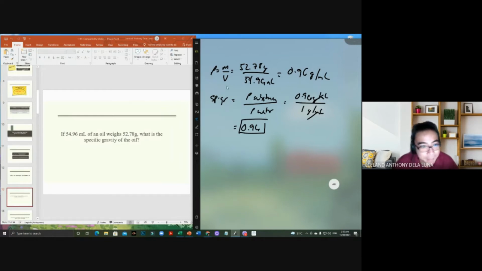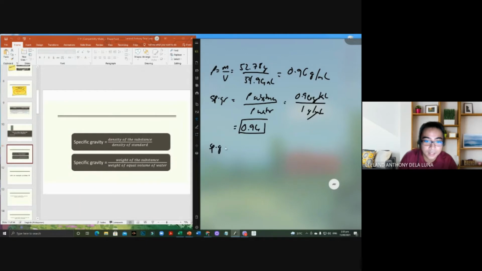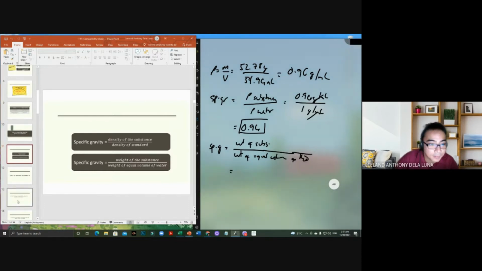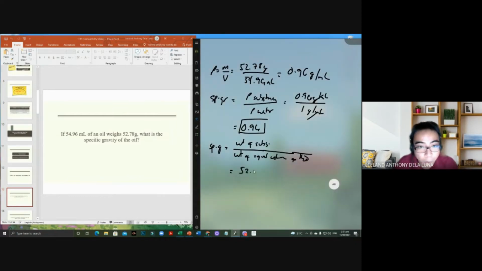Now, class, baka sabihin nyo, sir, paano natin gagamitin yung formula na to? Yung formula na nasa ilalim siya. Walang problema. Sabi doon is specific gravity equal to weight of substance over weight of equal volume of water. So here, class, in this problem, the weight of the substance is 52.78 grams. Correct? Yan yung weight ng substance natin.